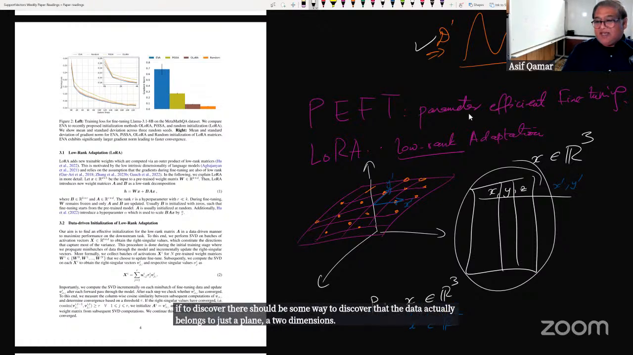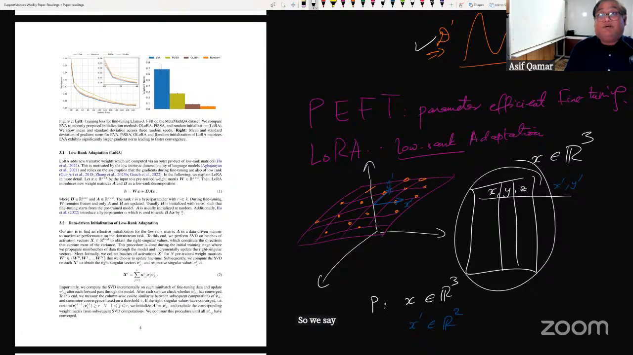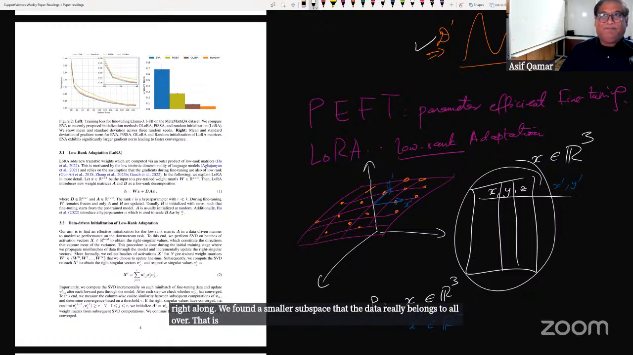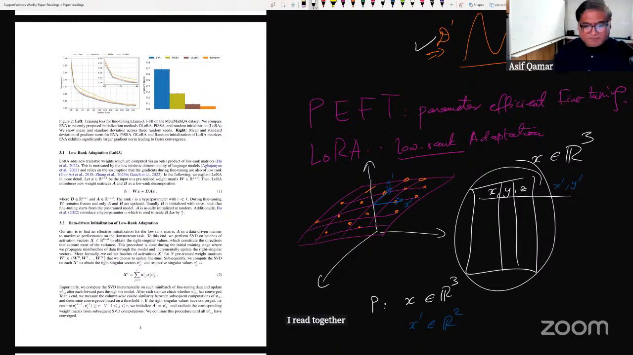So we say, is 2 less than 3? Of course. 2 is lower than 3, right? And so we just discovered a low rank. We found a smaller subspace that the data really belongs to. That is the intuition of low rank. Are we together? That's what it means.